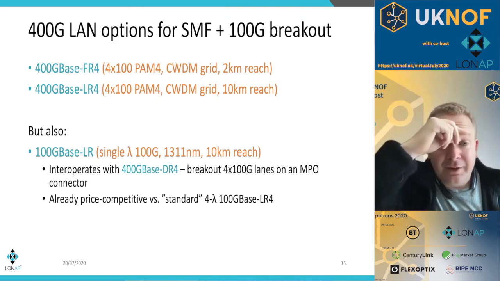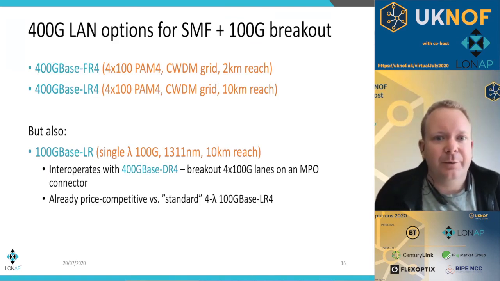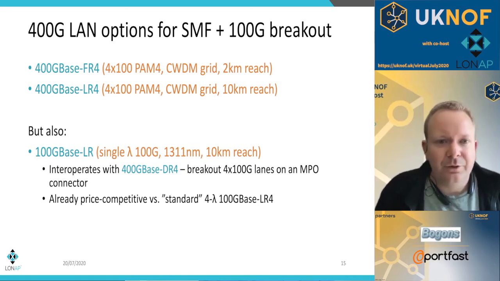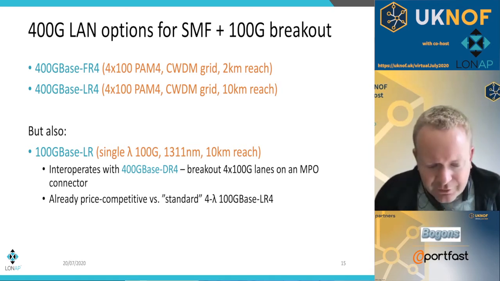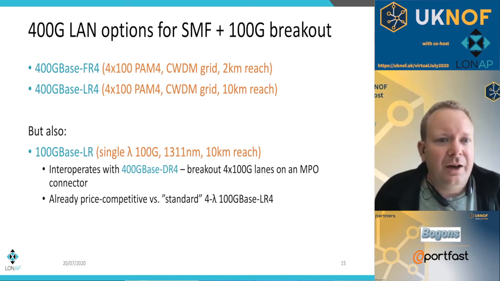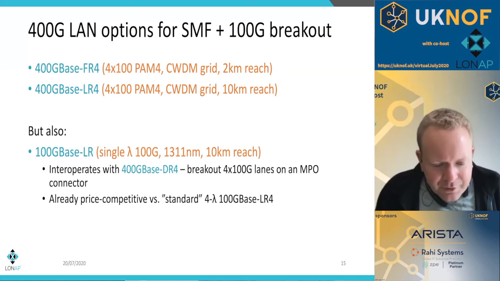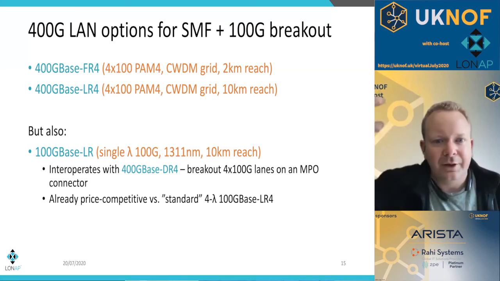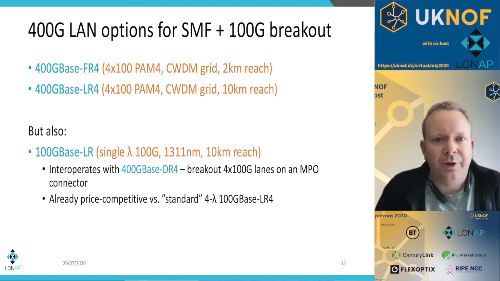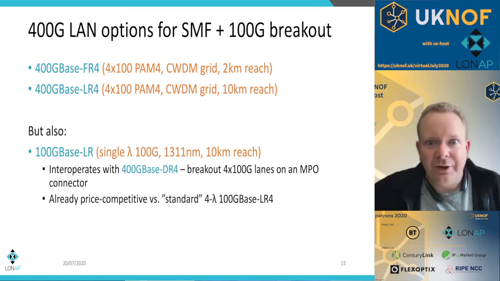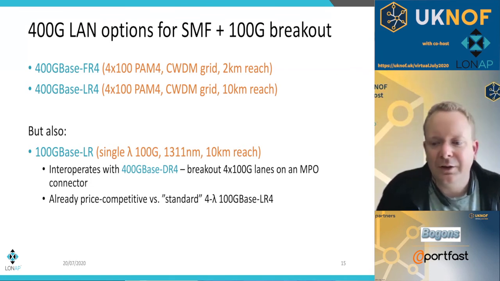So these are based on 100 gig per lane technology. So we have a CWDM grid, 4 channels, 100 gig each, and what this has actually delivered is 100 gig LR, a new technology in 100 gig, which is a single lambda 100 gig, not LR4, LR. And the whole point is this is compatible with your 400 gig platforms, breaking out 4 times 100 gig lanes with an MPO connector. And these, if you just want to light a single 100 gig link, are already price competitive versus standard LR4, the 100 gig that we know very well. Interesting.